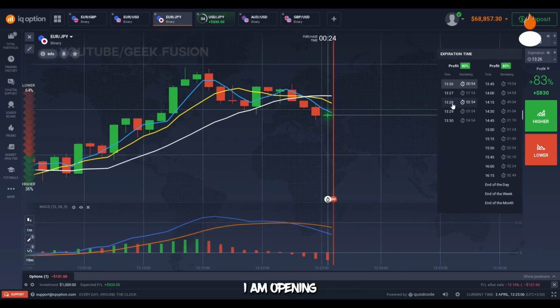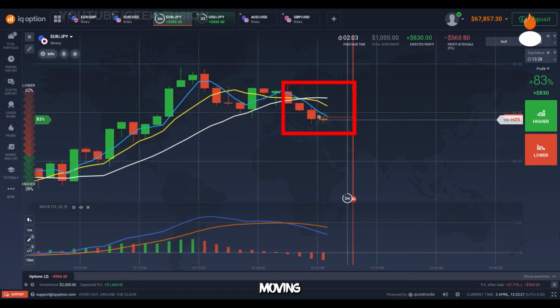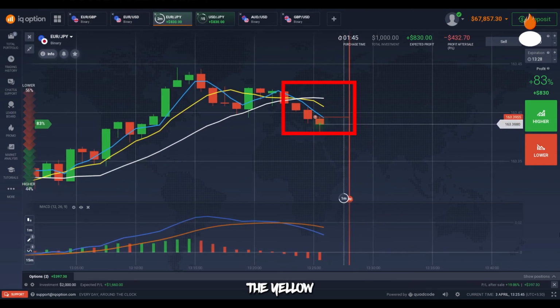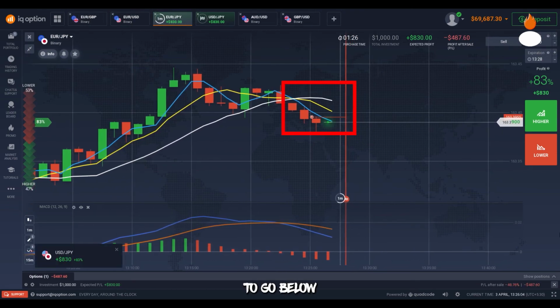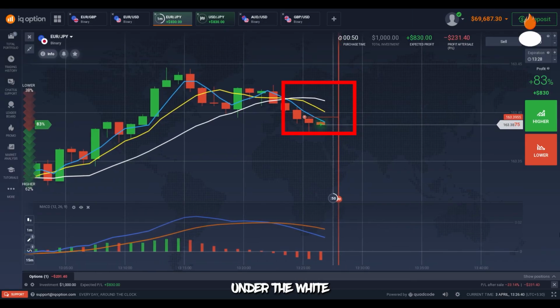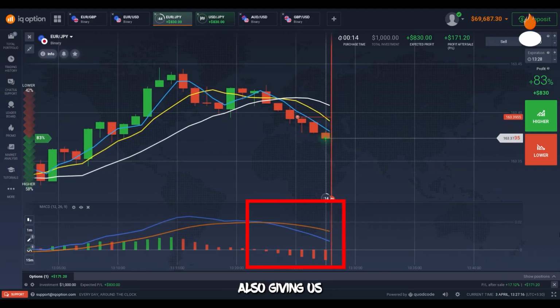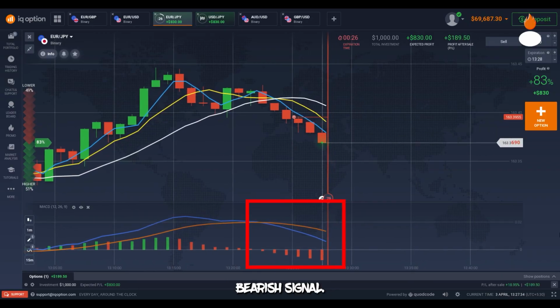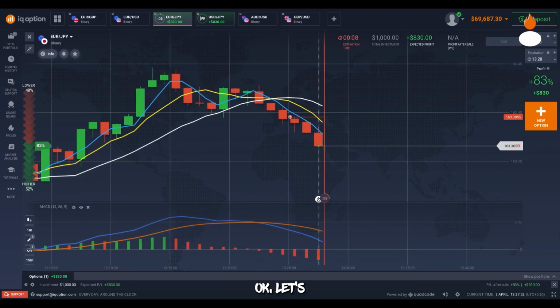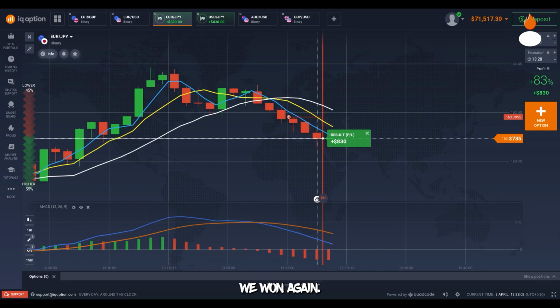Here, I am opening a trade to the downside again because, as you can clearly see, the blue moving average line crossed the yellow moving average line and started to go below the yellow line. And also, the market is moving under the white moving average line. Look at the MACD indicator. MACD is also giving us the same bearish signal. Okay, let's wait for the result. Wow, great, we won again.